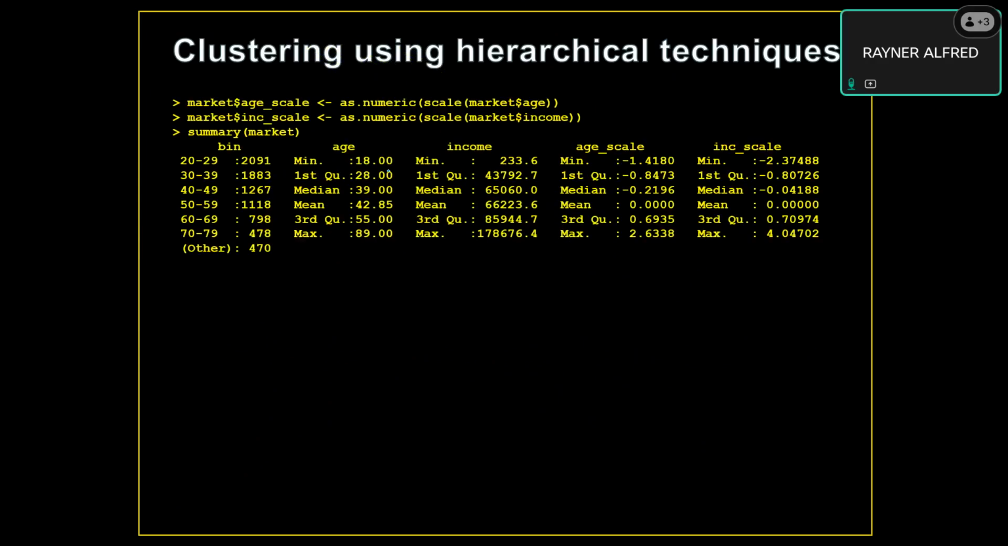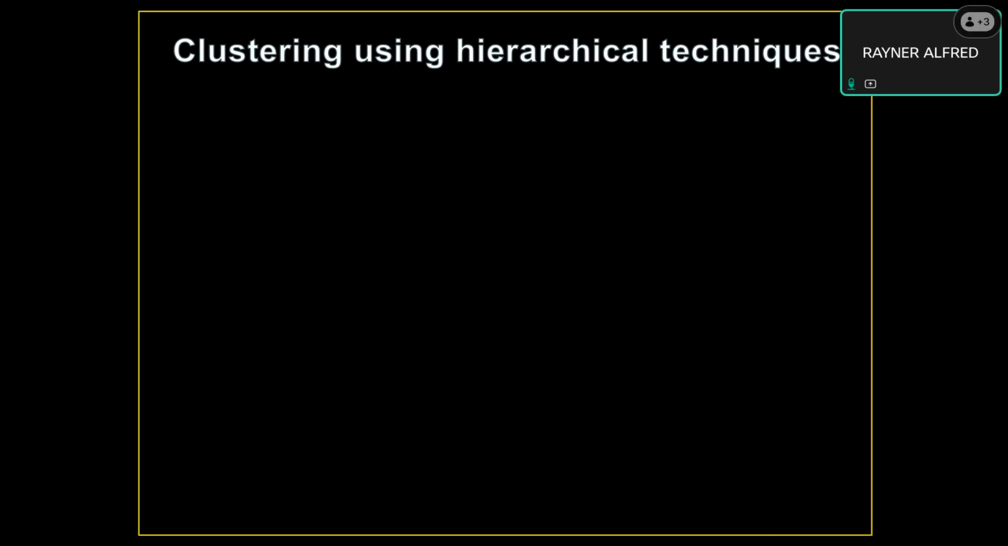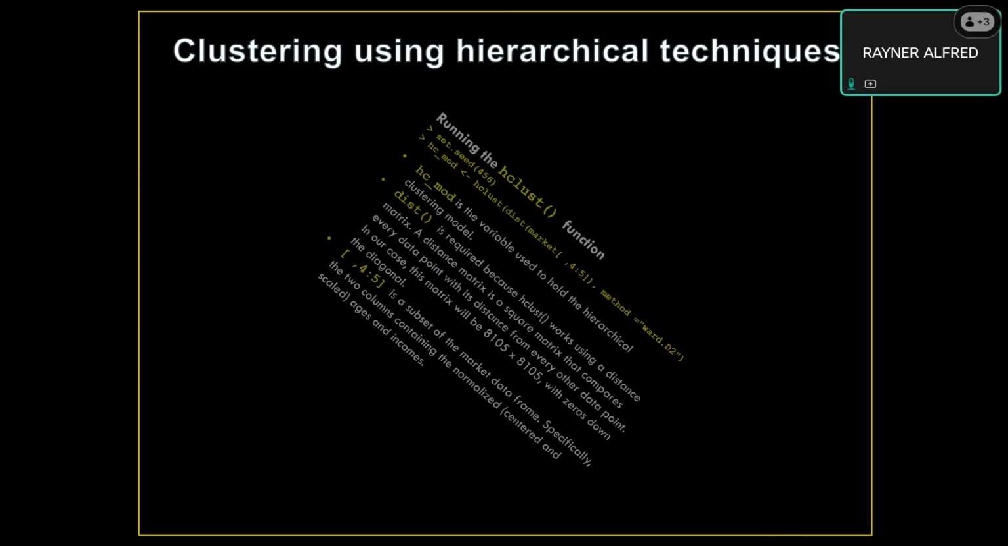Once we normalize, we have a different range already. This is the scale for age, and this is the scale for the income. So notice that the difference is minimal. Okay, so we can use this to perform the hierarchical clustering.